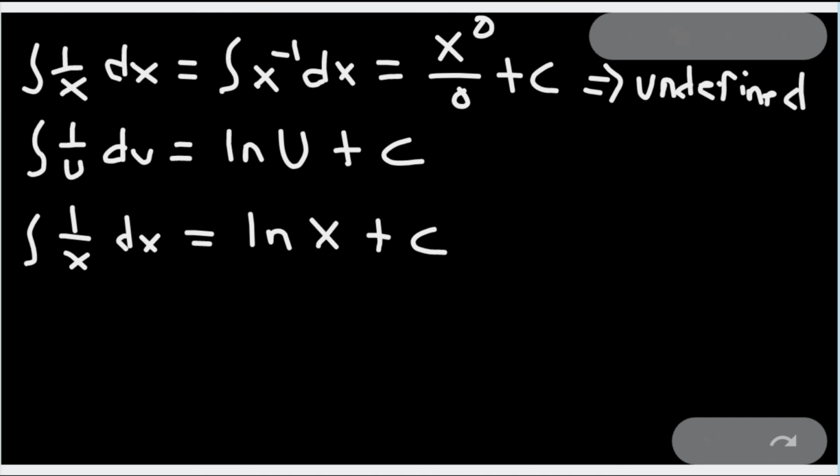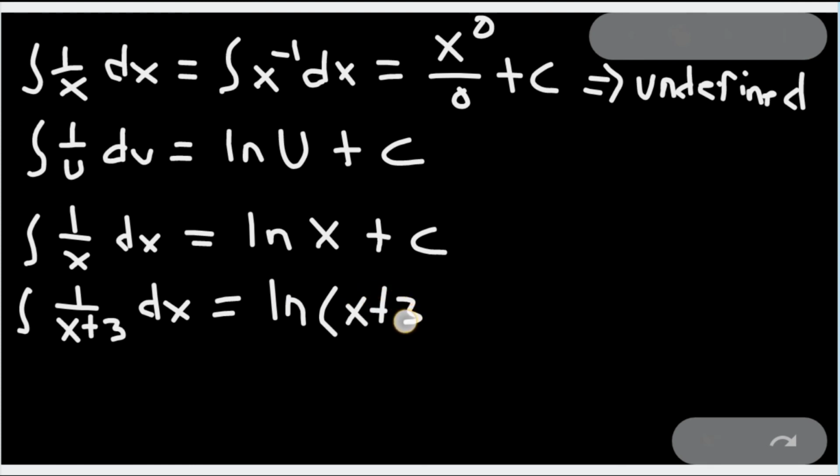Let's try another example. What if we have 1 over x plus 3 dx? The value of u here is x plus 3. So, what we have is ln of x plus 3 plus c. So, that is our final answer.